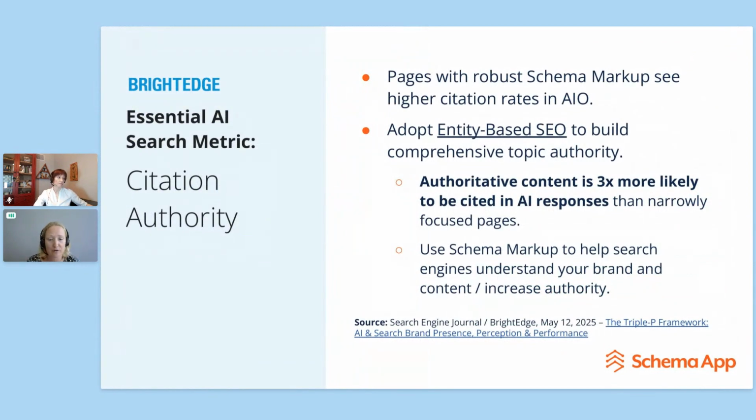In a different study from BrightEdge, they also found that robust schema markup included higher citations from AIO, and that if you adopted entity-based SEO, the authoritative content was 3 times more likely to be cited. And so I love that this research shows that schema markup provides that increased visibility across these different AI platforms.